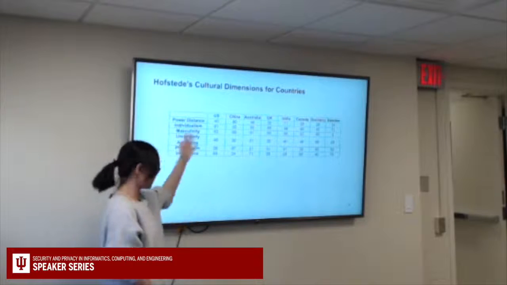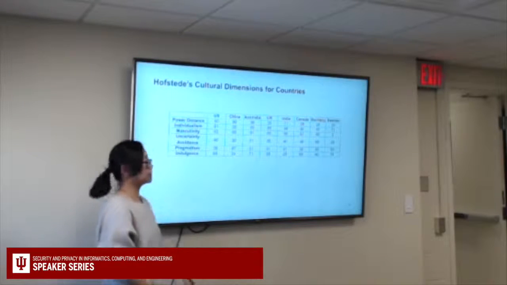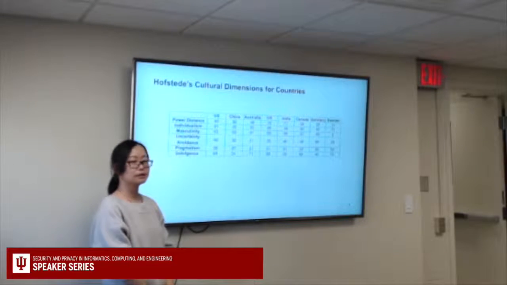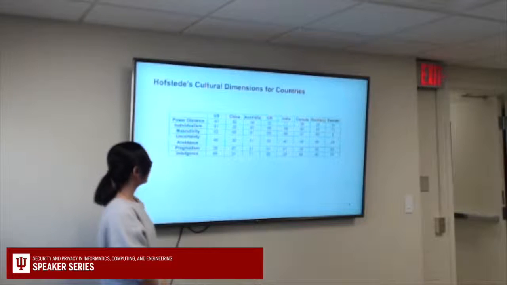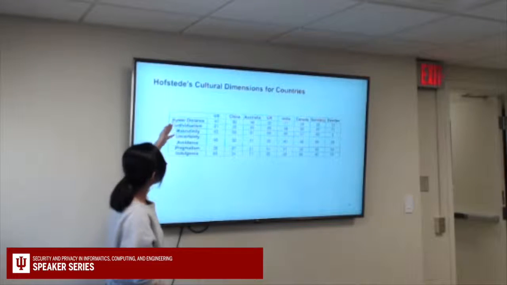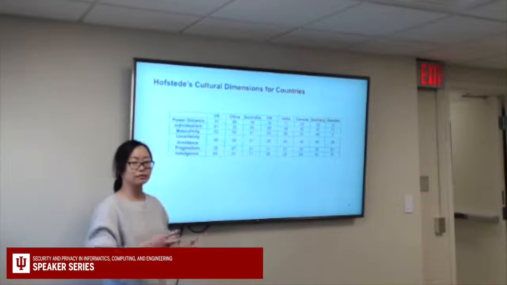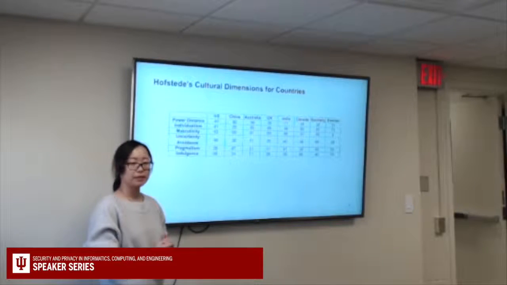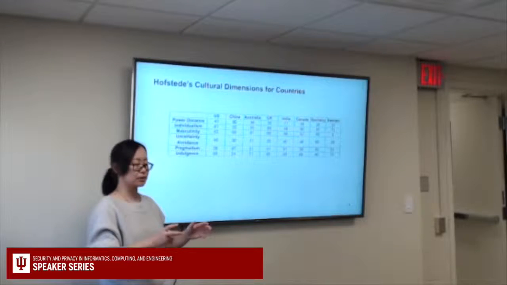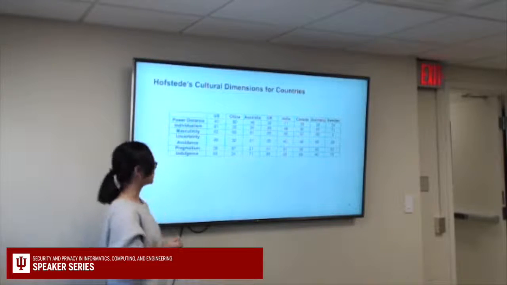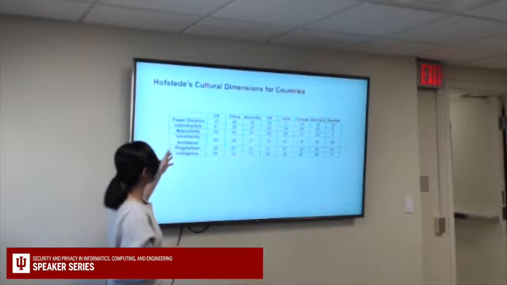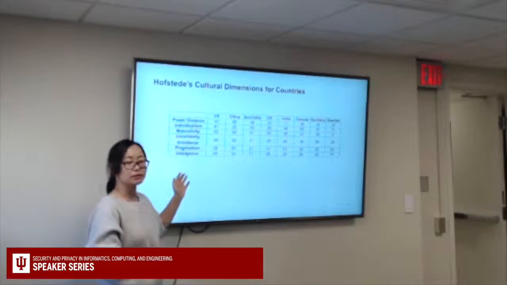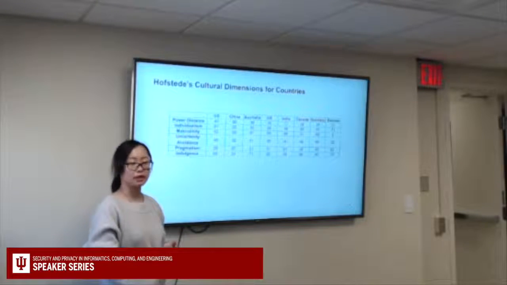I think these 6 dimensions were developed in the 1990s. So Hofstede did a very large-scale study at IBM branches in different countries, to conclude that these 6 dimensions can mostly tell the cultural differences at the country level.